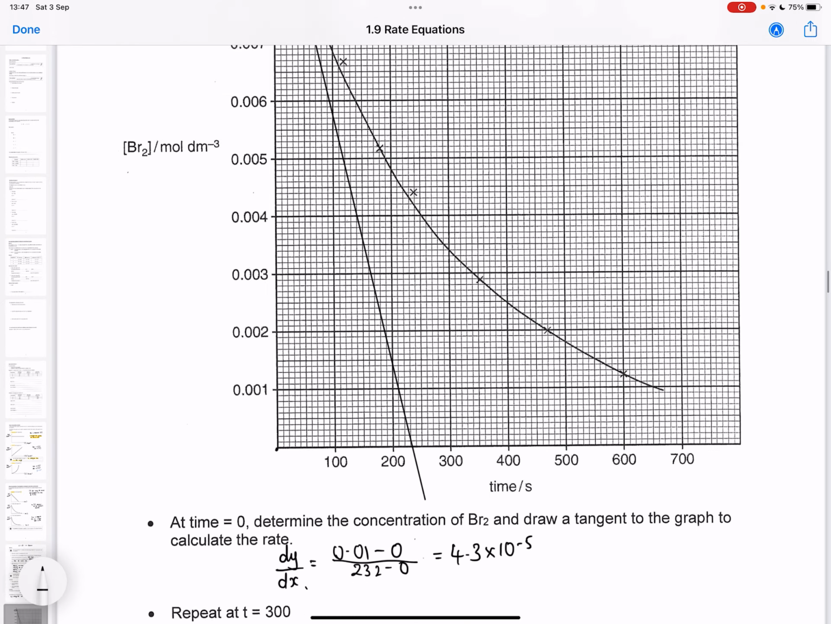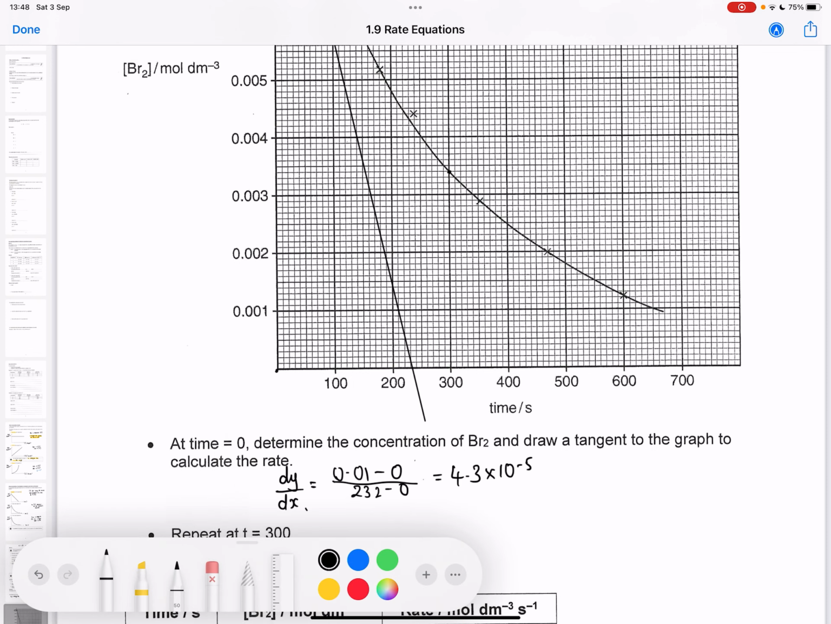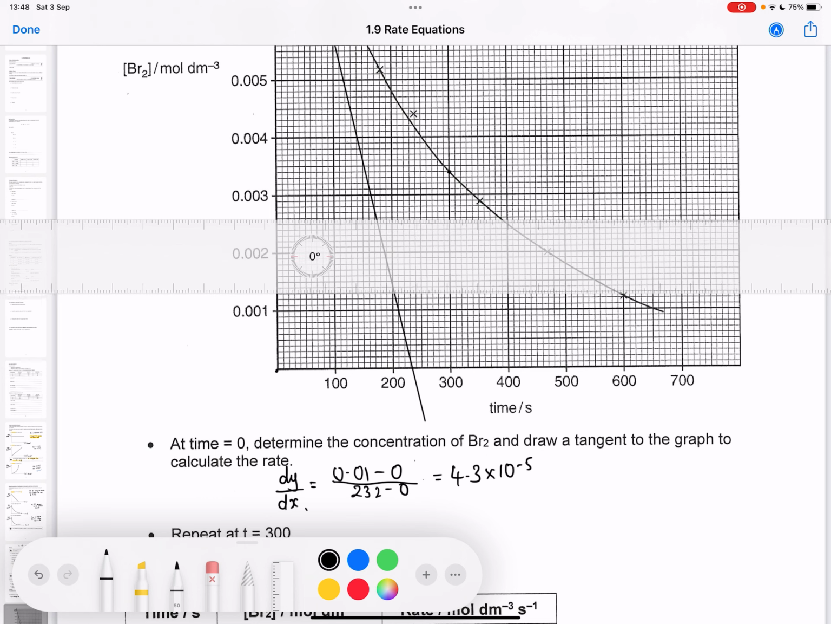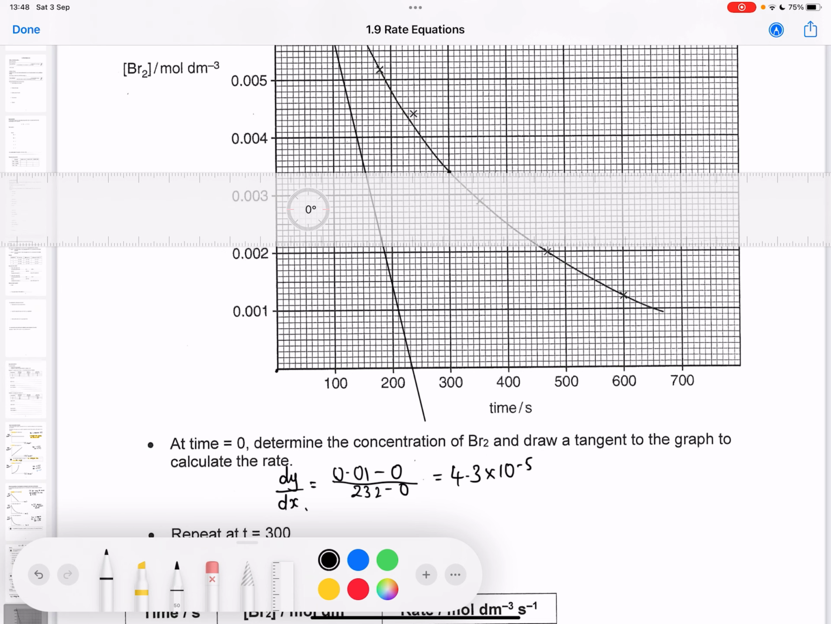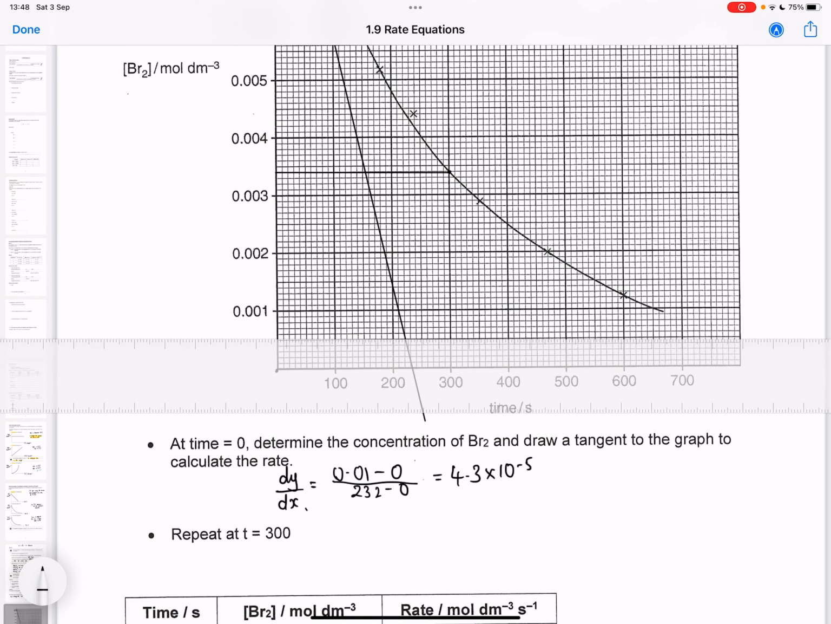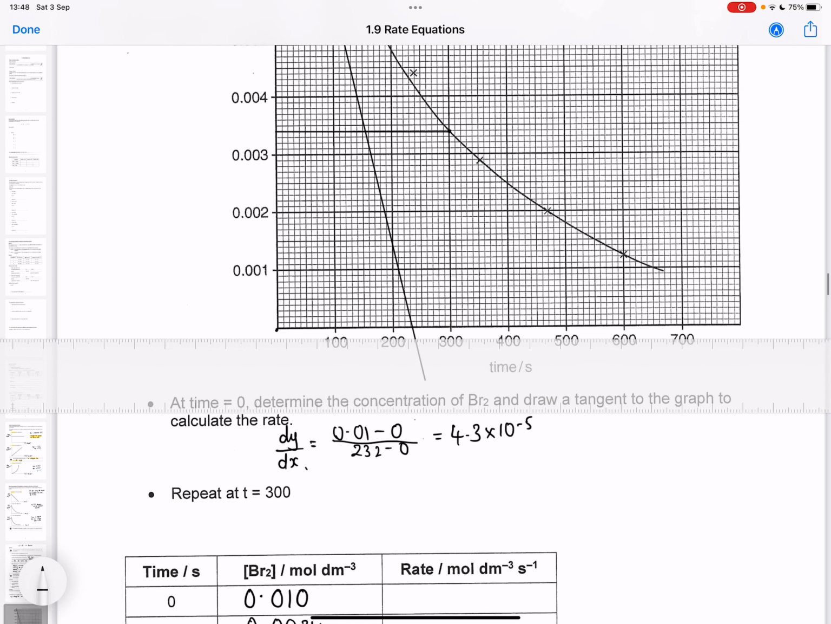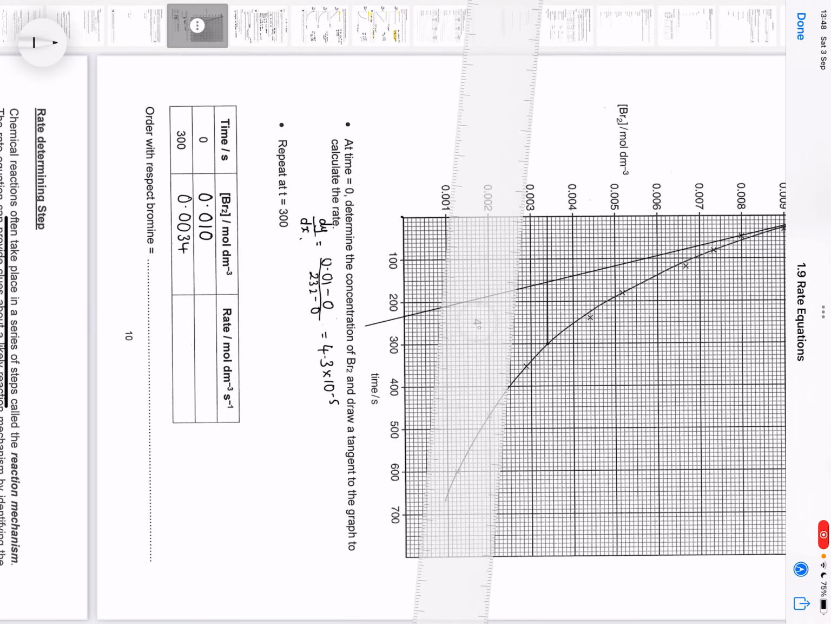Okay, and then it asks us to repeat at 300. So I'm going to repeat this at 300. So I have to go up to 300. I'm going to get my ruler out again. I'm going to draw a line across at 300. So I'm just going to do that first. I can read off the y-axis value as 0.0034 and write that in. And then I'm just going to rotate the screen again so that I can draw.